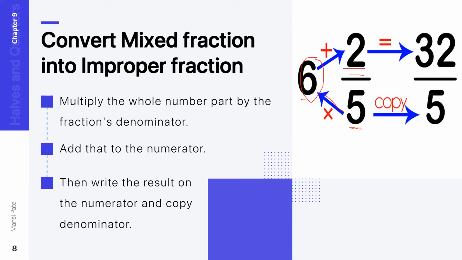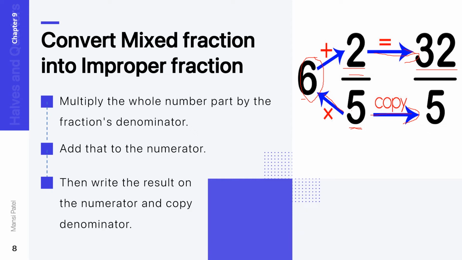5 6s are 30. 30 is the answer of the multiplication. Now in this 30 you have to add 2. So 30 plus 2 becomes 32. So you have to write down 32 as it is, and after that you just have to copy the denominator, that is the 5.